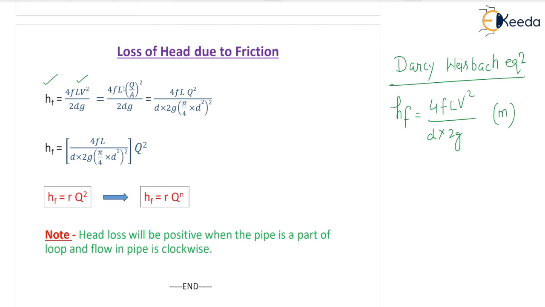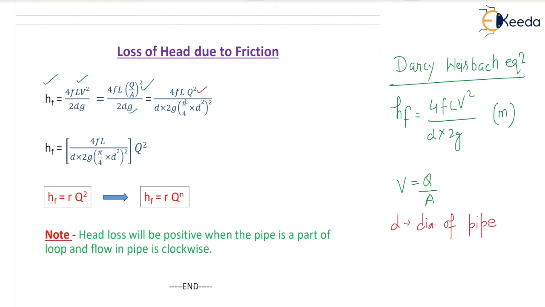Now 4FL is as it is. Now velocity we can write discharge by area, Q by A. So that is what it is written as Q by A square. Denominator is same, D into 2G as it is, no change. Coming to the numerator again, 4FL as it is, Q square it is written here, D into 2G as it is, area. Now area we have brought into denominator, and area formula is pi over 4 D square, and D is the diameter of the pipe.